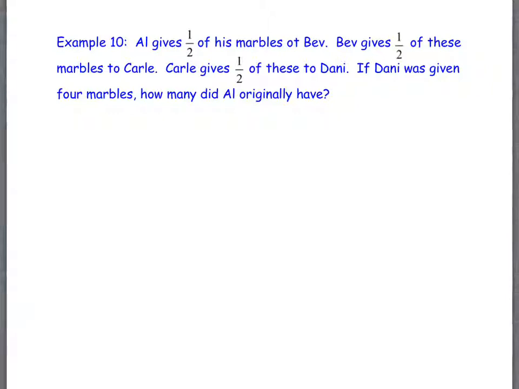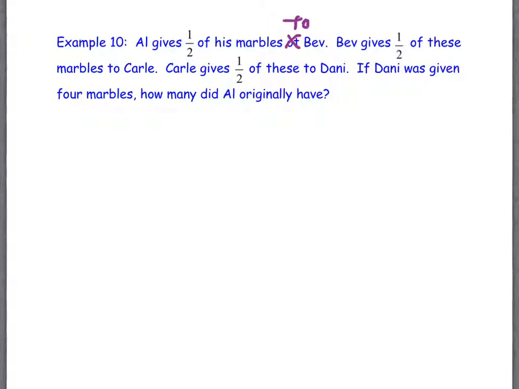Okay, one more problem. Al gives half his marbles, that should say to Bev, not ought Bev. To Bev. Bev gives 1/2 of these marbles to Carl. Carl gives 1/2 of these to Danny, and Danny was given 4 marbles. The question asks, how many did Al originally have? Again, there's more than one way to do the problem. What are your thoughts? 4 times 2 times 2.